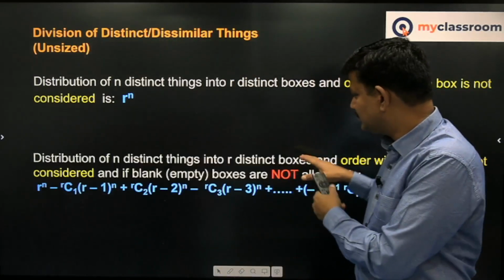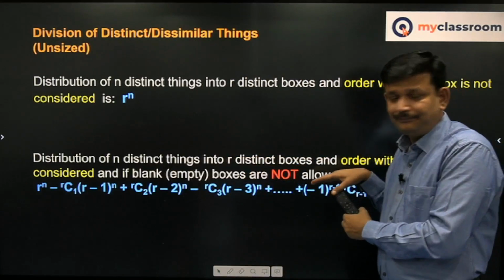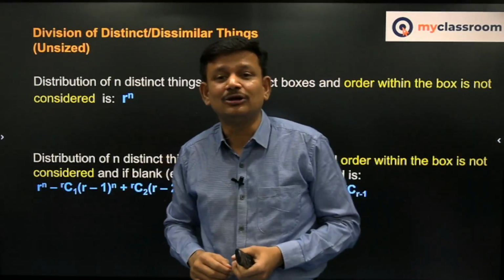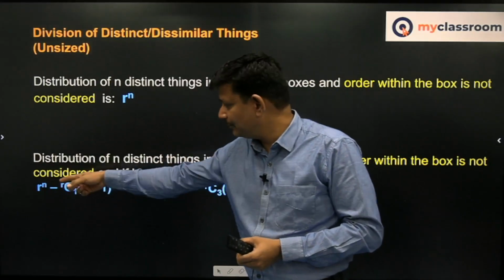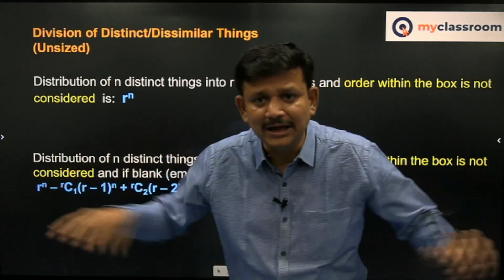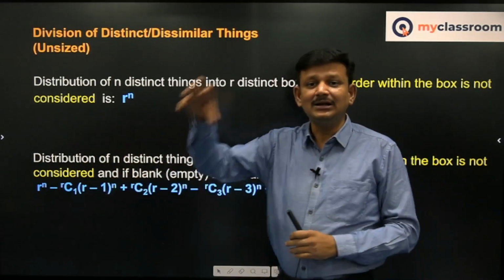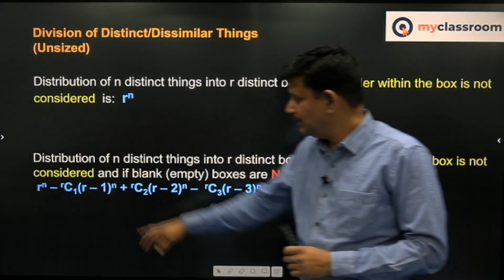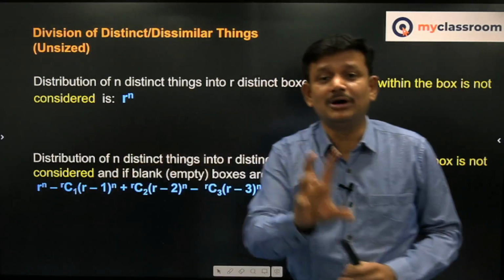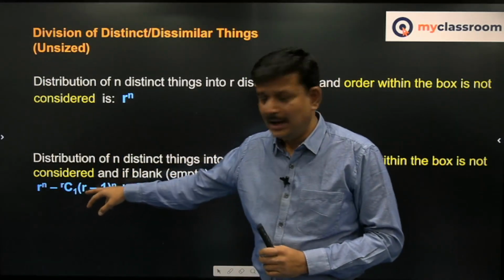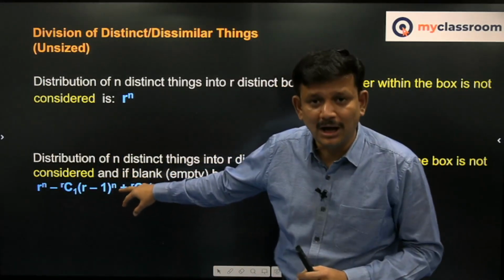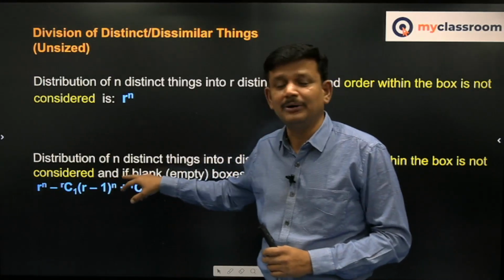And if the empty boxes are not allowed, then this will be a question on the inclusion exclusion principle. You have to remove from R power n the cases where you have distributed as you like. There may be cases where some boxes were left empty. You have to remove the case where one of the boxes is left empty. Which box? Select that box, RC1 ways, and distribute among the remaining R minus 1 boxes in R minus 1 power n ways.